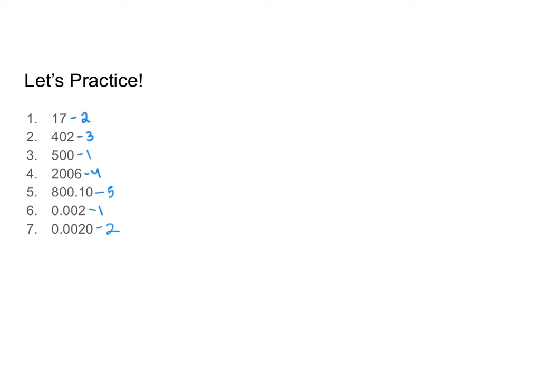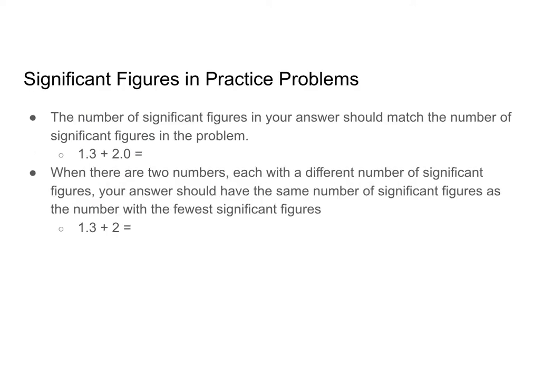If they didn't, I hope that you understand a little bit about which of these numbers are significant and why. So the last thing I want to talk about before I finish this video is how sig figs work in practice problems. The number of significant figures in your answer should match the number of significant figures in the problem. For example, 1.3 plus 2.0, and I get that my sum here is 3.3. And since 1.3 and 2.0 both have 2 sig figs, I am good to go. I don't need to do any rounding.